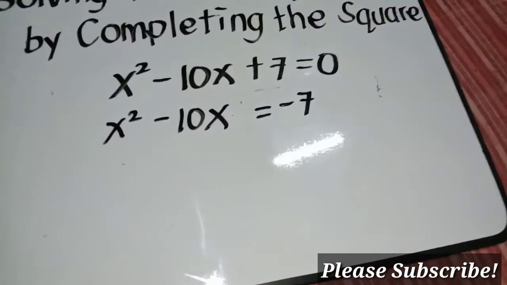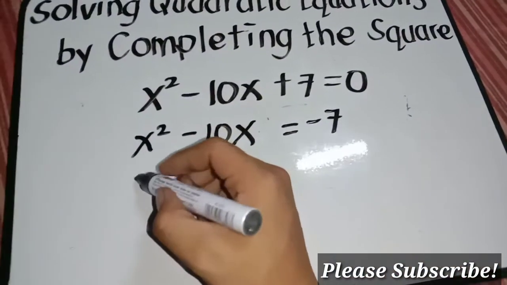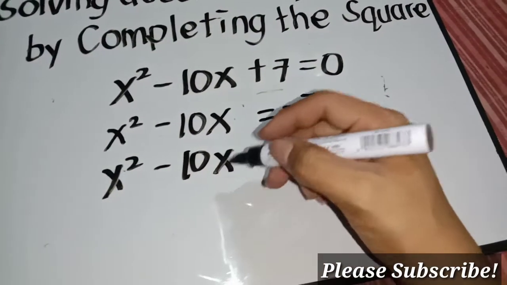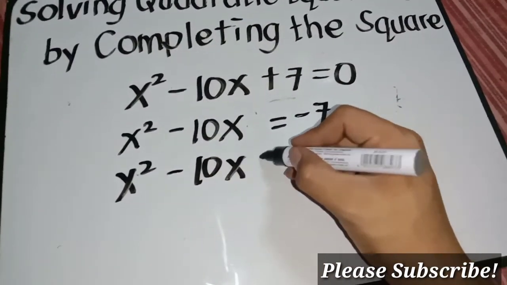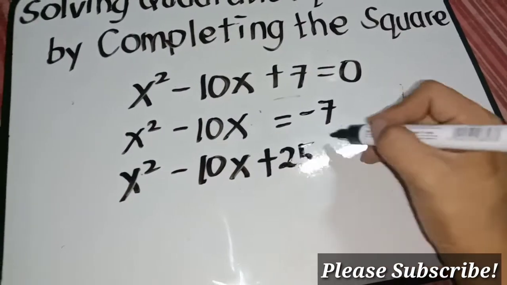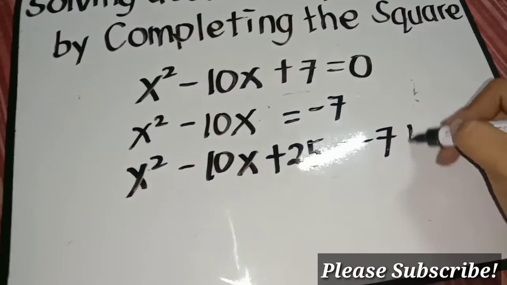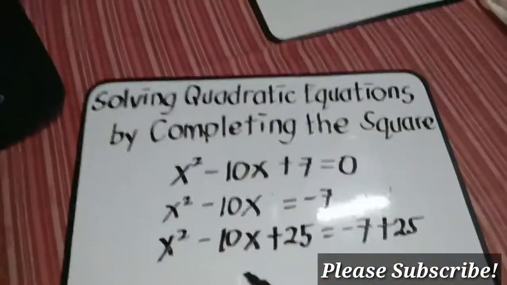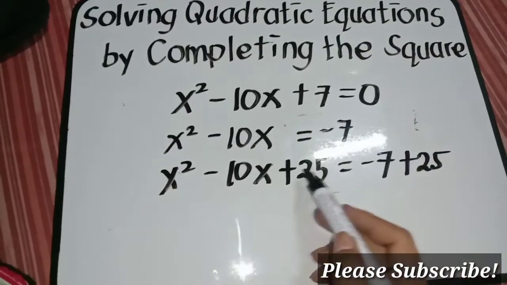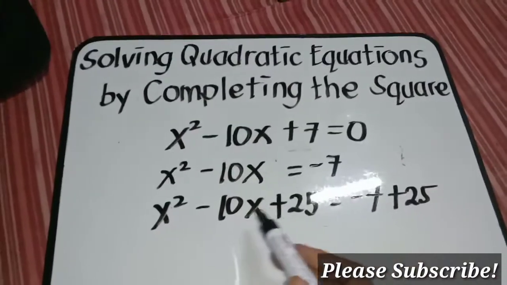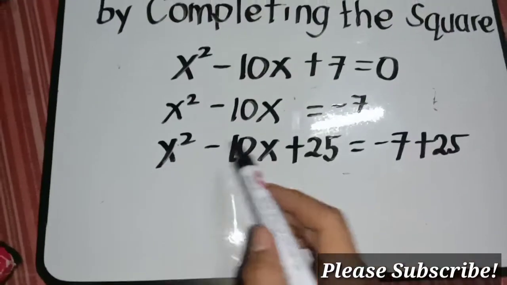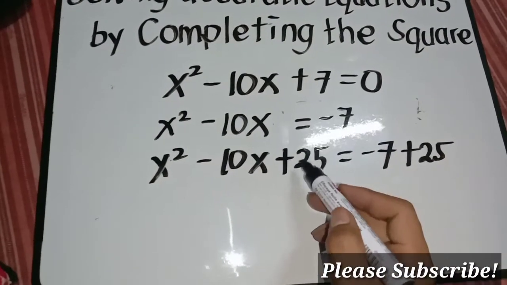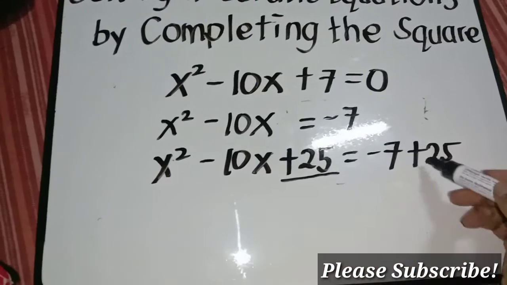So, para maging equal ang ating equation, kung mag-add tayo dito ng positive 25 para maging siyang perfect square trinomial, mag-add din dapat tayo sa kabila para maging equal. So, kung titignan tong equation na to, by the use of completing the square, ano na siya? Perfect square trinomial. Kailangan, kung ano in-add mo dito, yun din i-add mo sa kabila.